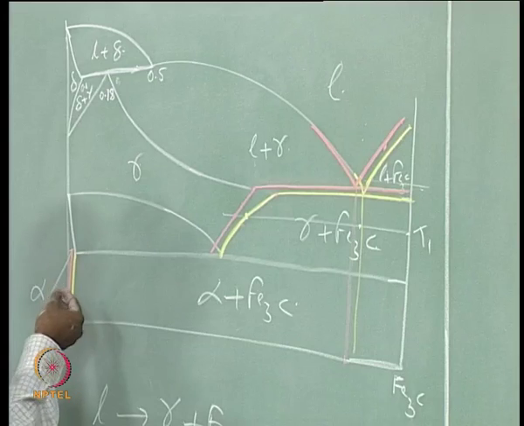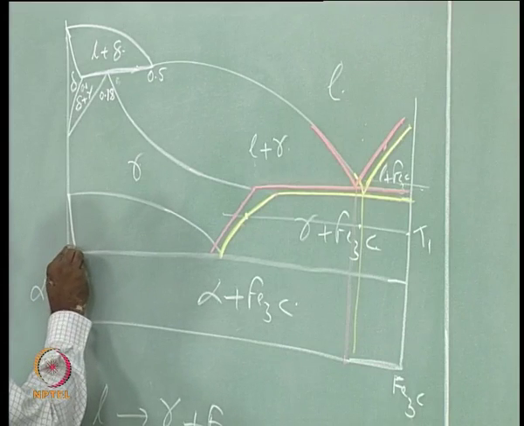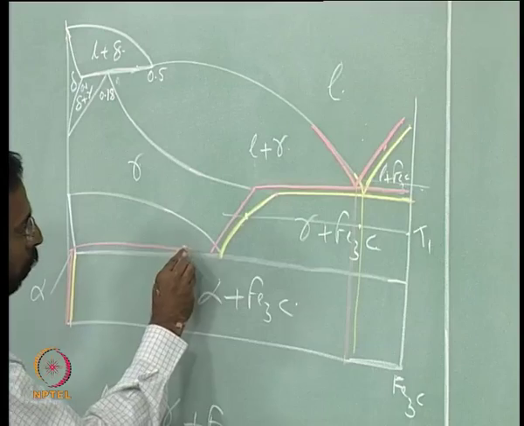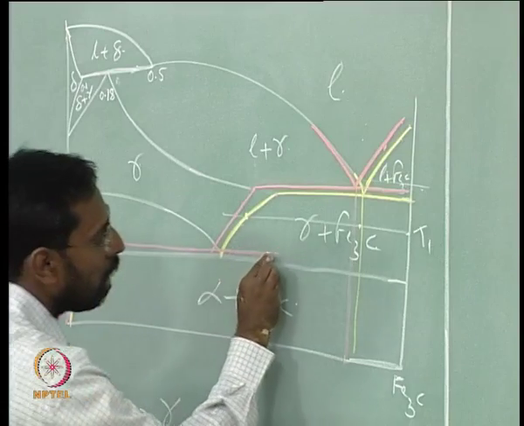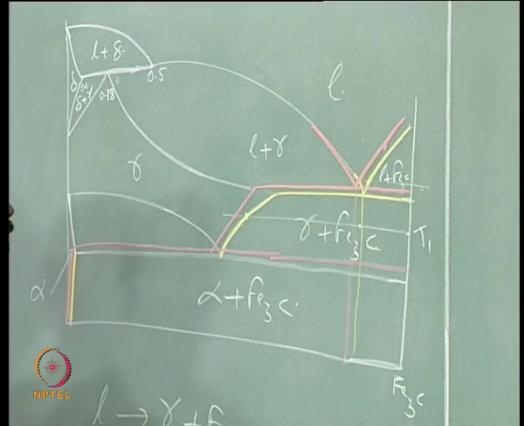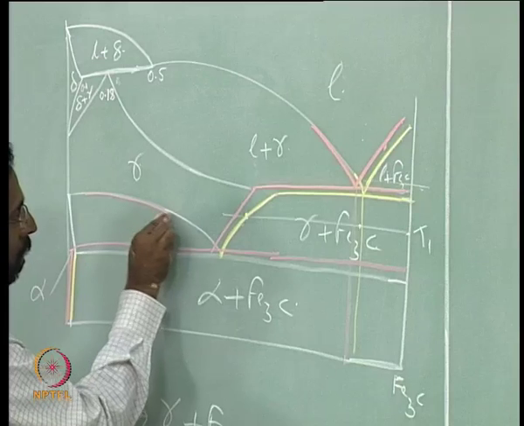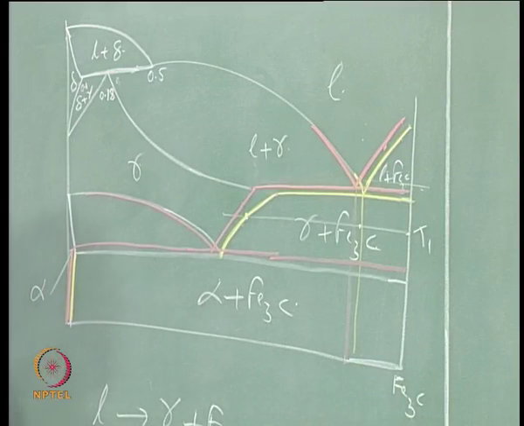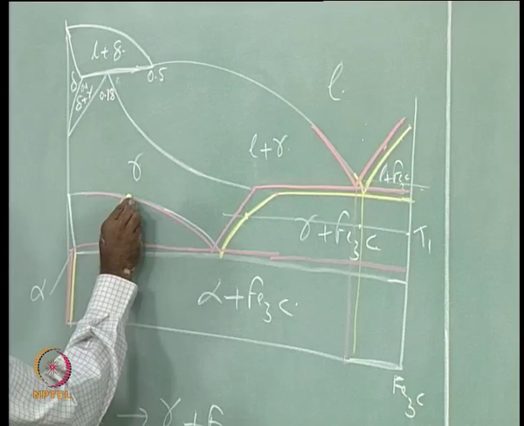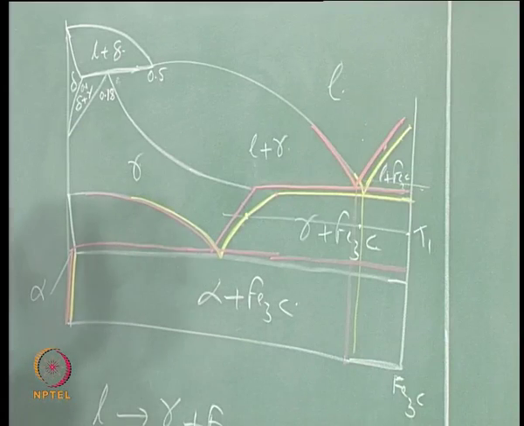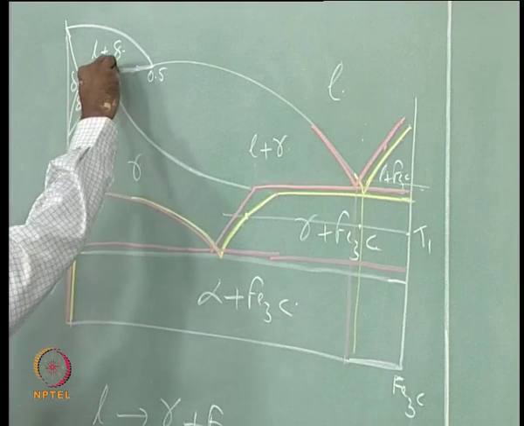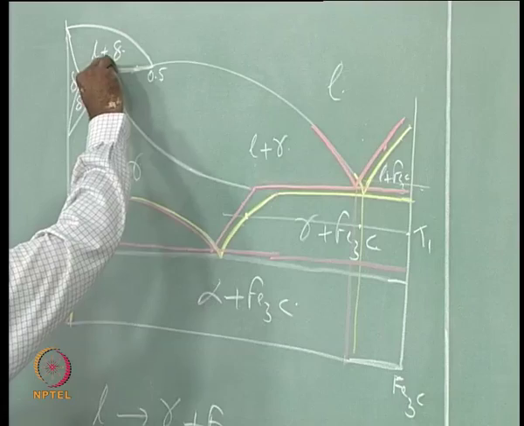And the same thing holds good here also, you will see that the eutectoid also will shift, and you will see that the eutectoid composition will be like this, whereas this will be the eutectoid. So, both the eutectoids will change, and what does not change is these lines, these lines will not change.